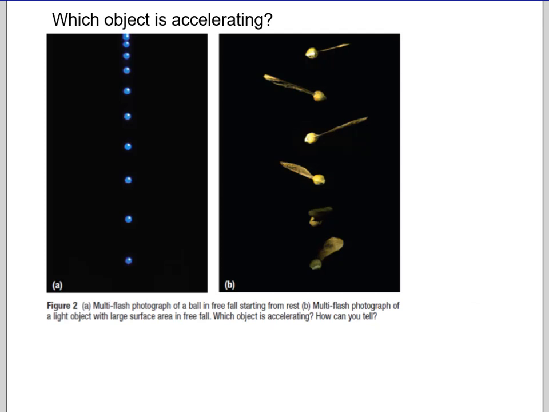Okay, so we have two objects here that have been frozen with flash photography. The one on the left we should recognize as accelerated motion. You can see the separations between the water droplets are getting larger. Over here we have a seed from a tree falling, and you'll notice that these distances are actually about the same. This is the seed pod right here, it has its own little wing. That wing increases its surface area, which increases the air resistance on it, so it doesn't fall quite the same way as a water droplet without the wing would.